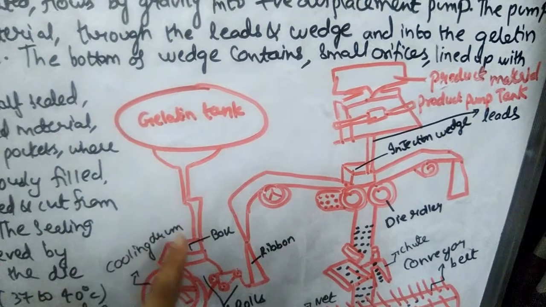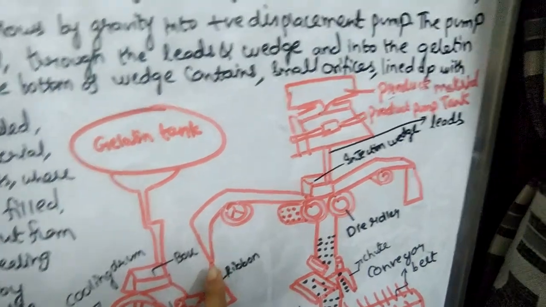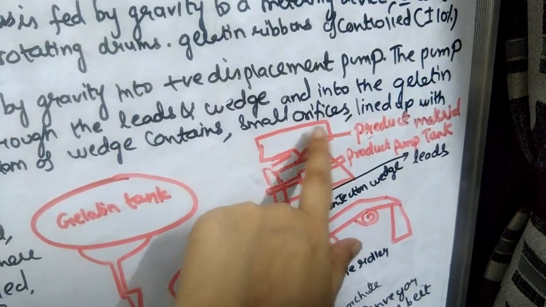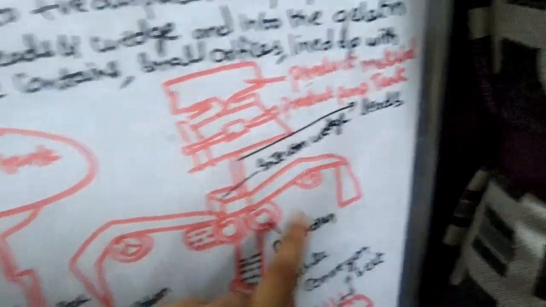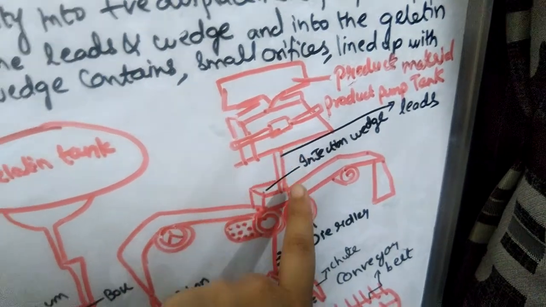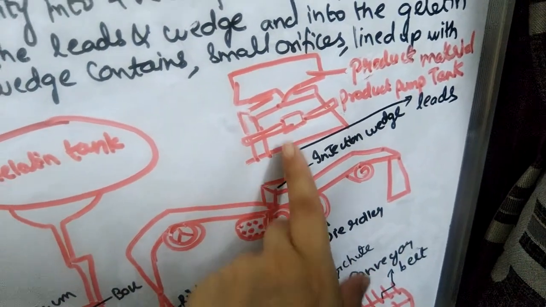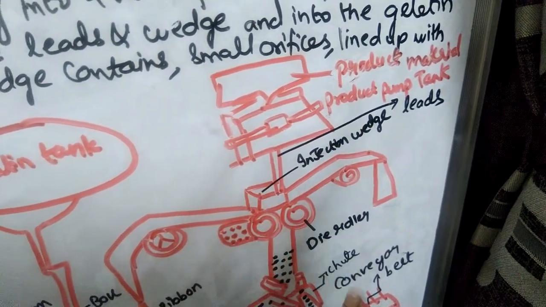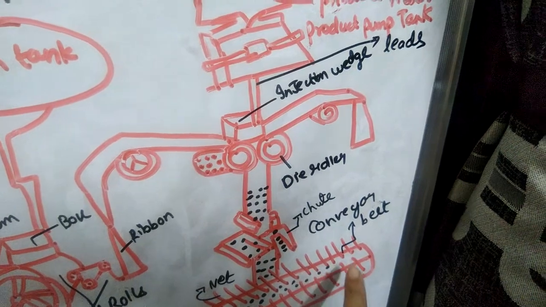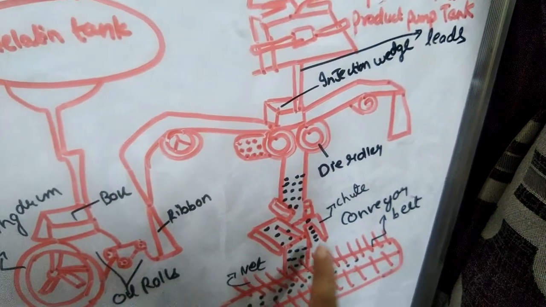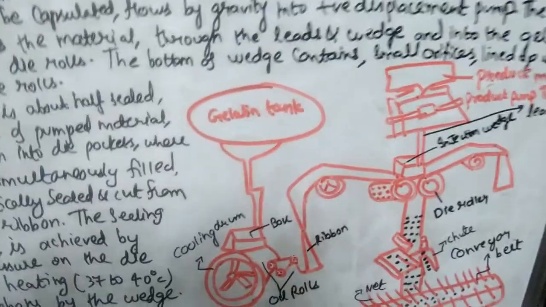Here is the gelatin tank, here is the box, this is a cooling drum, these are your die rolls, this is your ribbon, here the product material tank. So whatever product you need to fill in the capsule is in this product material tank. This is your product pump, and this is your injection wedge. These are your leads, the red longitudinal lines. This is your die roller, this is your conveyor belt, this is the net, this is the chute. This is about the rotary die process, so I will discuss this now.